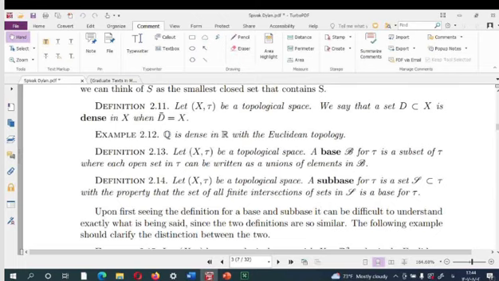Definition: let X and tau be a topological space. A subbase for tau is a set such as F with the property that the set of all finite intersections of sets in this family is a base for tau. Okay?